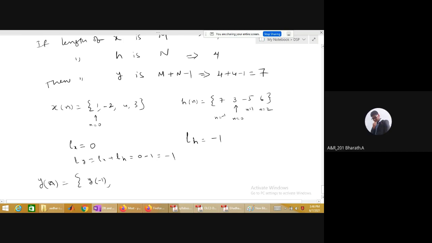-1 to how long? 3. How long should I calculate like this? Total 7 samples, up to 5. How many is it? 1, 2, 3, 4, total 5. 7 samples. Correct or not?